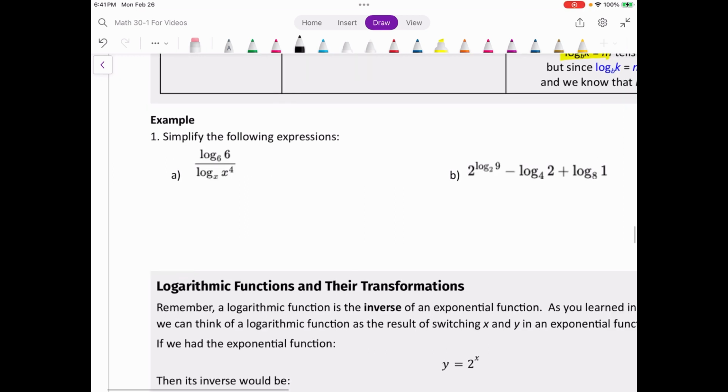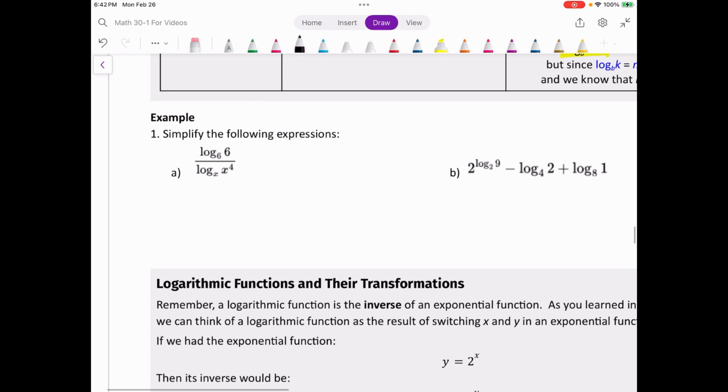All right, so first one here, we've got log base 6 of 6 over log base x of x to the 4th. Let's see if we can use our basic log properties here, right? Again, not really something to be memorized because we can think about it. So log base 6 of 6 is equivalent to, 6 to the power of what would equal 6? Well, 1, right? Log base 6 of 6 equals 1. We can double check. 6 to the power of 1 equals 6. So this is just 1.